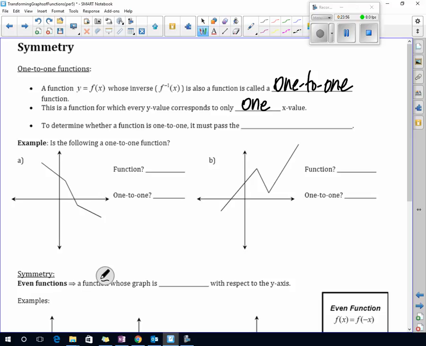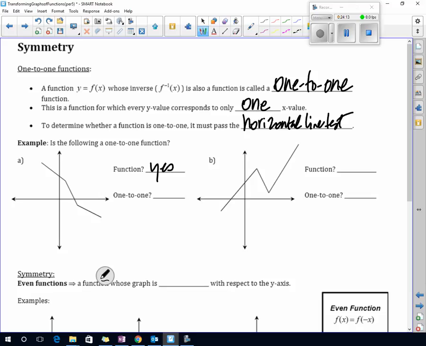Well, we are in a second. Can you tell me if this is a function here? Yes. If it fails to be a function, then you don't have to go any further because it can't be a one-to-one function if the original isn't a function. Does that make sense to you? So this is a function.